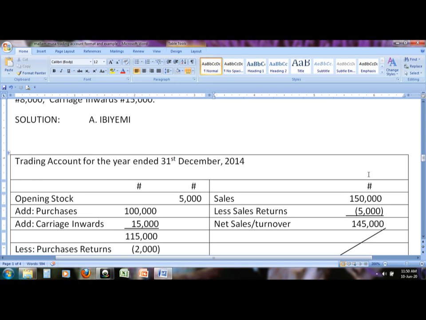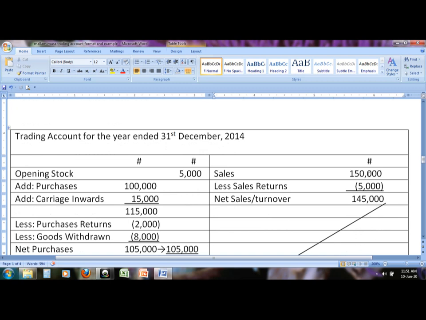Now let's look at it very well. Opening stock, we have 5,000. Sales, as it is given in the question, we have 150,000. You have to deduct sales returns. After deducting sales return of 5,000 from 150,000, our net sales or sales turnover is 145,000. Right. Opening stock of 5,000 naira.